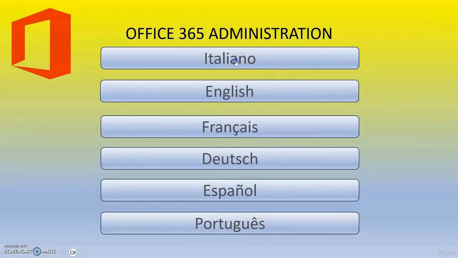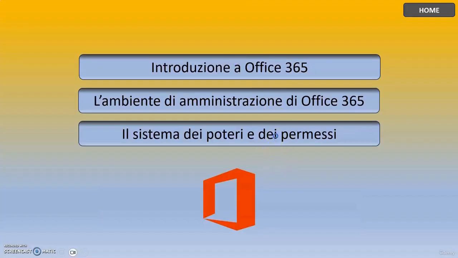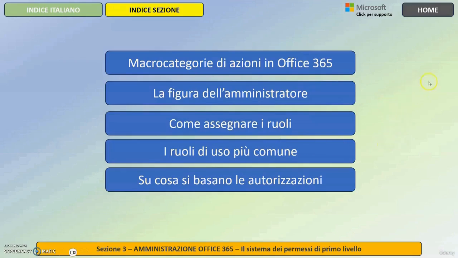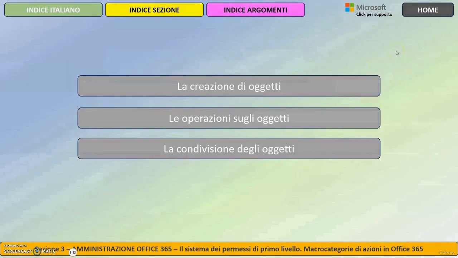Let's open the slides, click on the Power and Permission System, and enter this first topic, that is, the macro categories of action in Office 365. It is always good to categorize any subject that one is going to study, not only computer science, but also any other type of discipline. Categorization is always very important, as it then gives us the possibility to have in advance a point of reference when other subpoints are detailed.